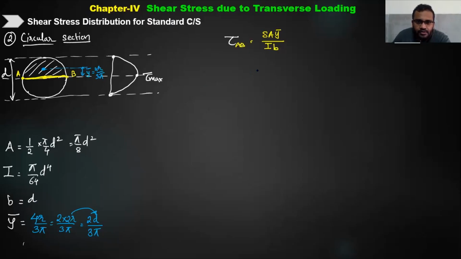Let us substitute now. Area is pi by 4 d square into y bar is 2d by 3 pi.